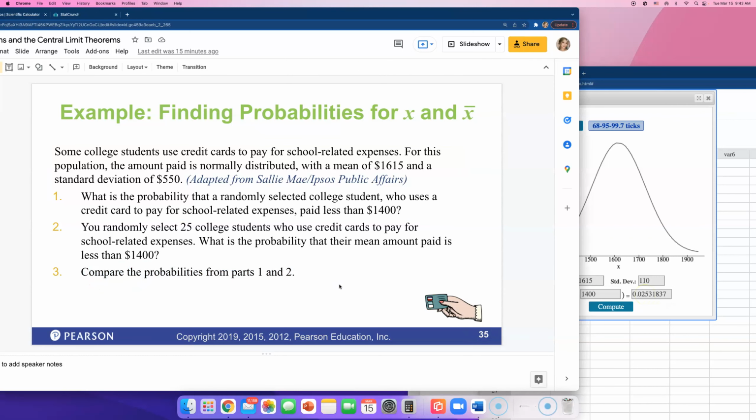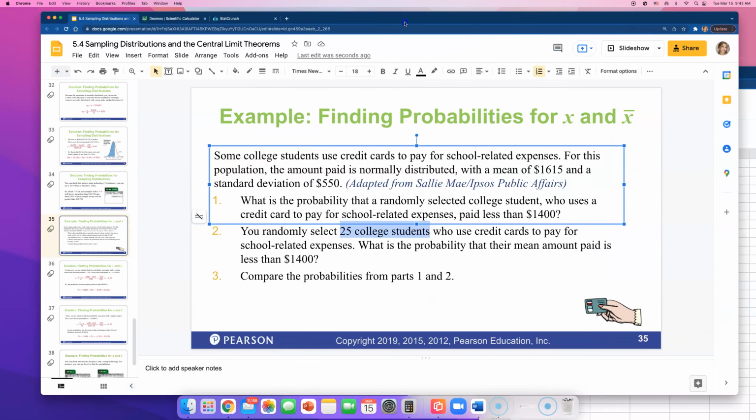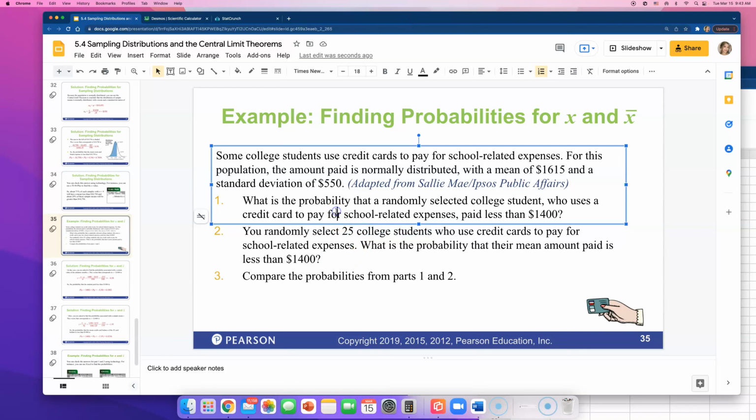Because really we're asking for two different questions, right? The first one is about finding the chance that one person is using less than 1,400. The second question is about you're asking 25 different people, and then their average coming out to be less than 1,400, and that was much less than the answer from the first one, okay?